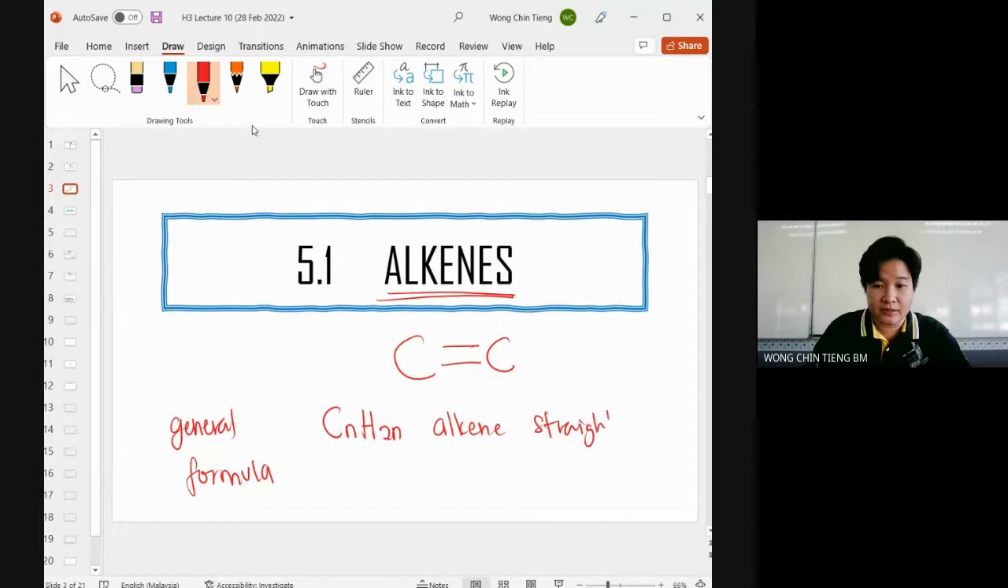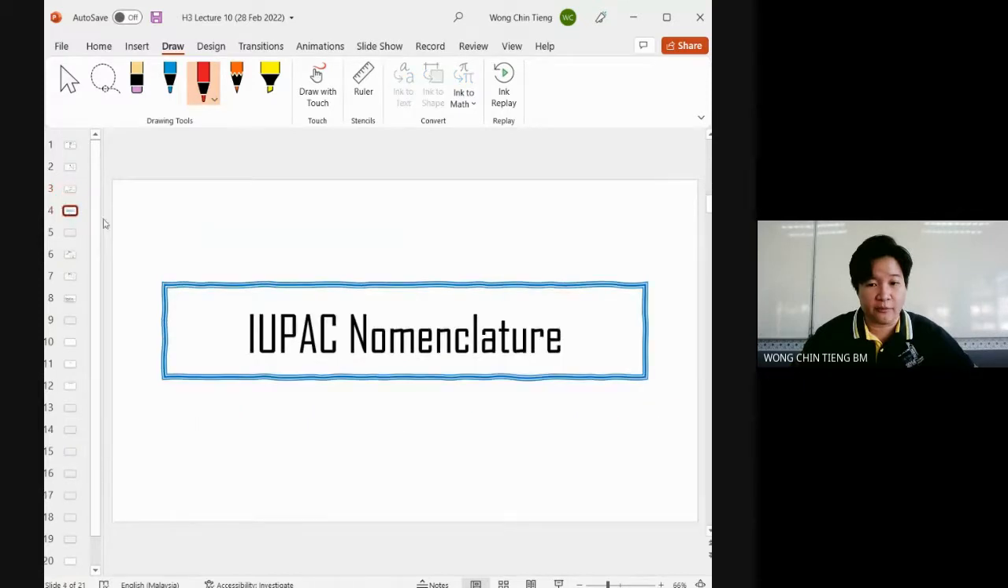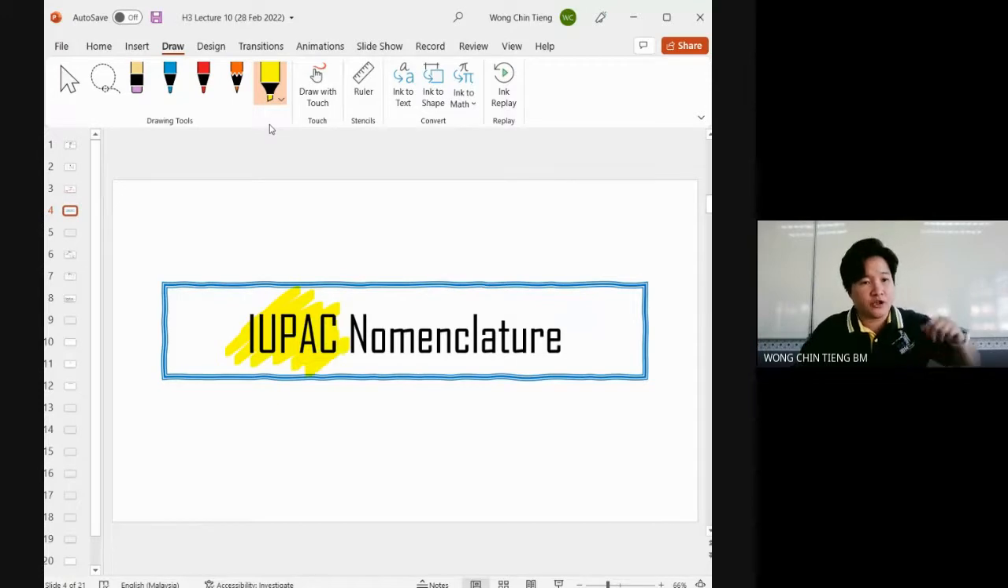So that is my alkene. The rest is not much, you just need to know this general formula, which is very important for you to identify. Okay, we'll be going into naming as I promised. We'll be going into 3 things today: your naming, your preparation, and your reaction.